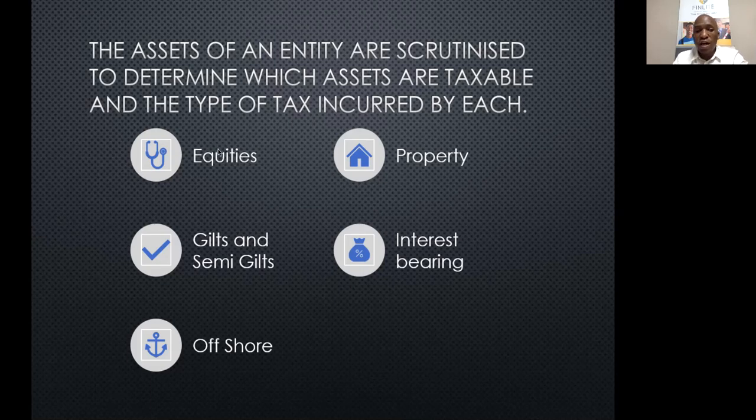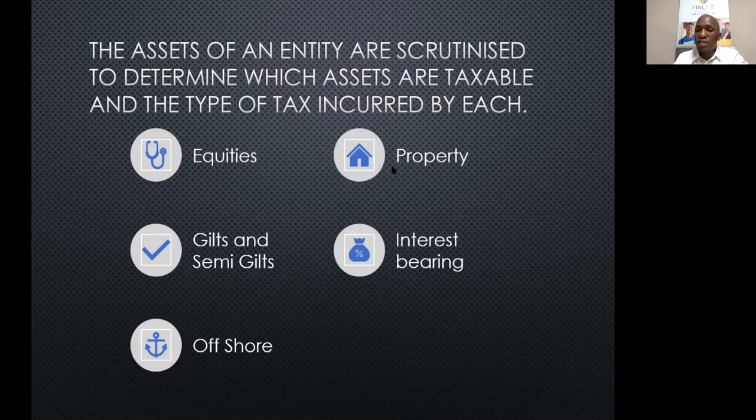Similar thing with dividends. Equities, or shares, also give you dividends. So they give you both dividends and capital growth. Dividends, like we said, are levied at 20% for individuals, and they are exempt for companies.